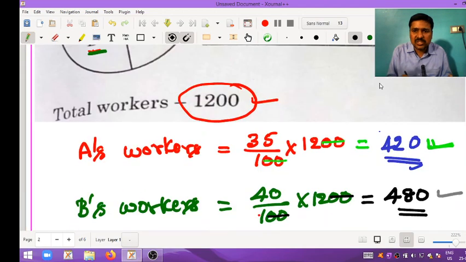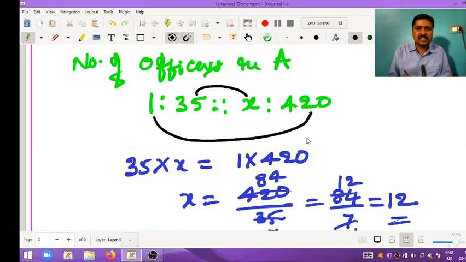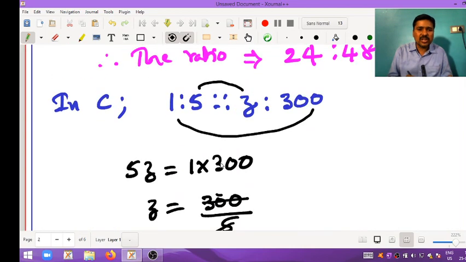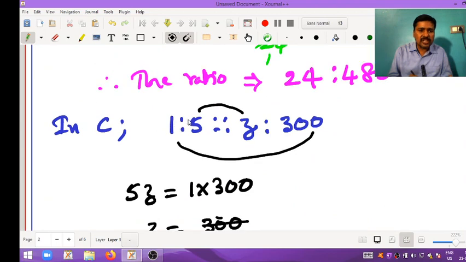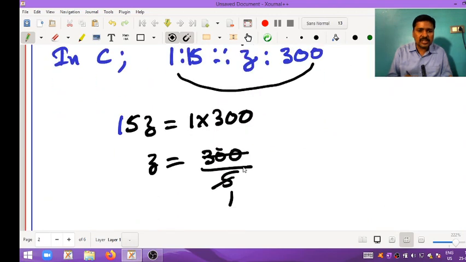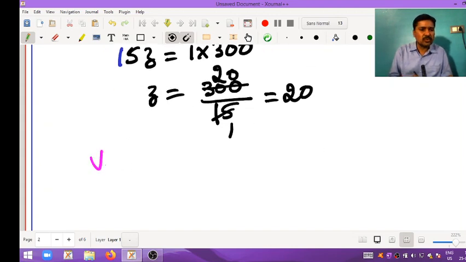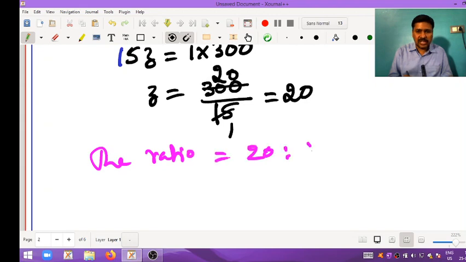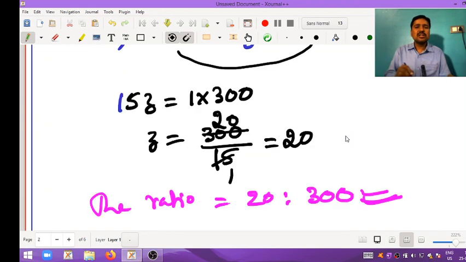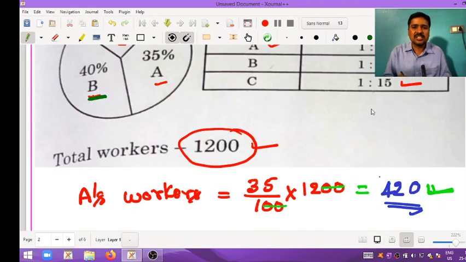The ratio is 1 is to 15, so 15 is there. 15 times 20 is 300. So the number of officers in company C is 20. Therefore the ratio is 20 is to 300. That means for 20 officers there are 300 workers. So this is the total given data.